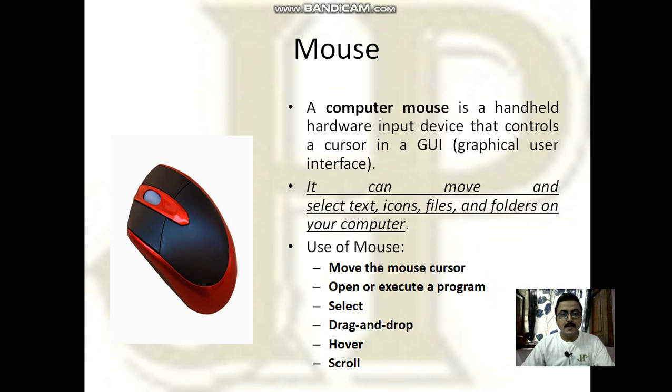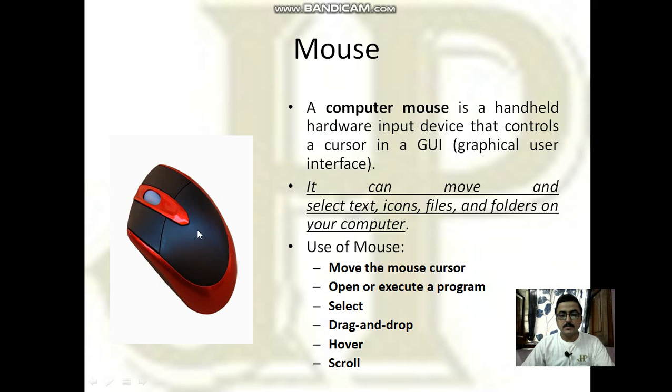Now, the second most widely used input device is the mouse. As I already discussed, a computer mouse is a handheld hardware input device that controls a cursor in a graphical user interface environment. It looks like this and can move and select text, icons, files and folders on your computer.